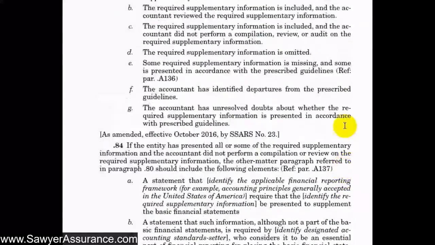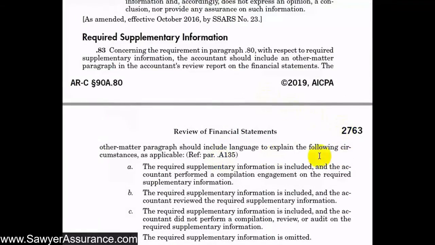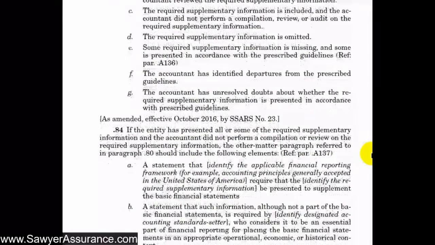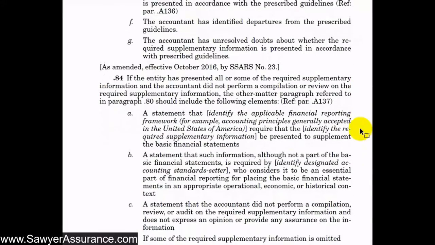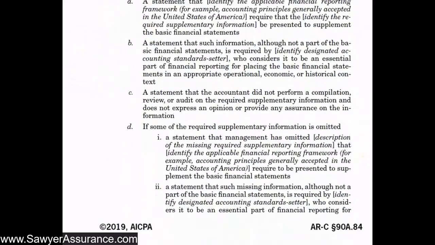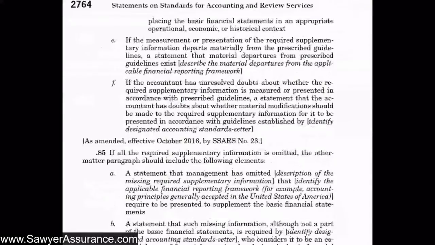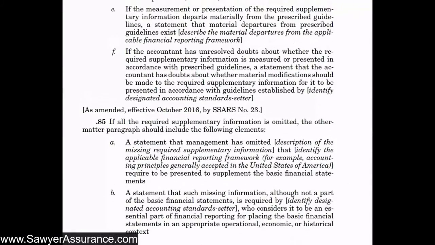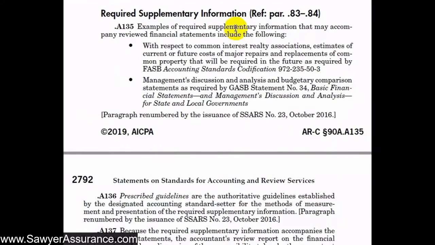And so we've got some explanatory material throughout here, A135 through A136, A137. And that's it. So let's go down to A135 through A137 and get some more details on how we might describe the situation with this required supplementary information. Okay, so now we're down in the explanatory material section, A135 through A137, related to how we need to modify our accounts review report for required supplementary information that's included with the financial statement.